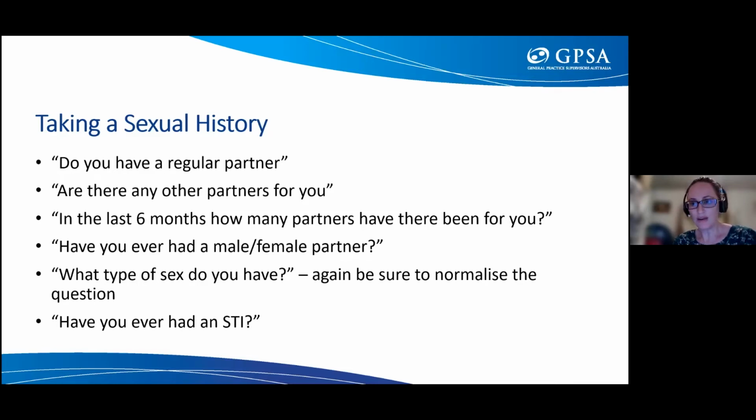Really important one is to ask a female if they've ever had a female partner, and a male if they've ever had a male partner. Because again, that might not be something that they will openly offer up, but if we frame it and say, look, I ask everybody this question, and you really normalize it, you're more likely to get an answer that's more honest.